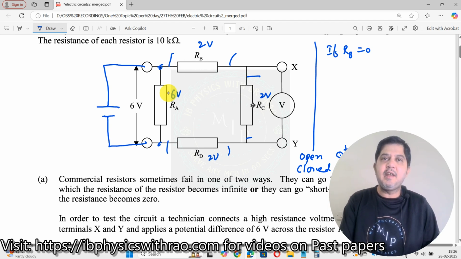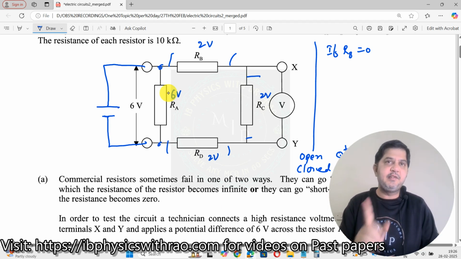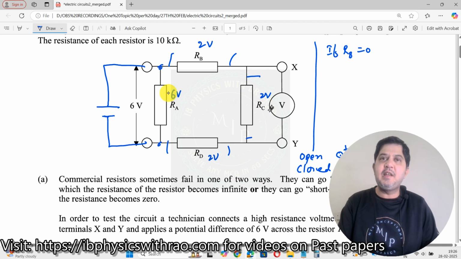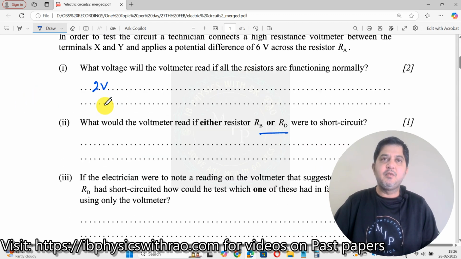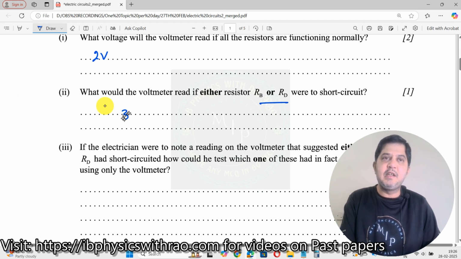0 here. Now the entire 6 volt is going to get divided amongst these two. I'm going to make only one resistor 0, either RB equal to 0 or RD equal to 0. So if RB is equal to 0, then the voltage across this would be 3 volt, because 6 volt is divided by 2. Therefore, your VC will be equal to 3 volt. The same thing applies even if I put RD equal to 0. In both conditions, you see VC will be equal to 3 volt. Right? Now let us write that down. So this will be equal to 3 volt.